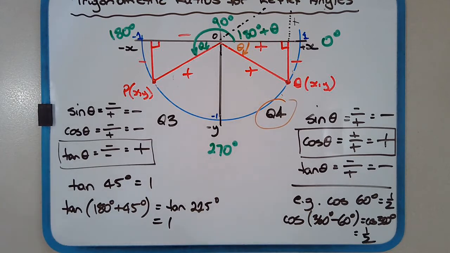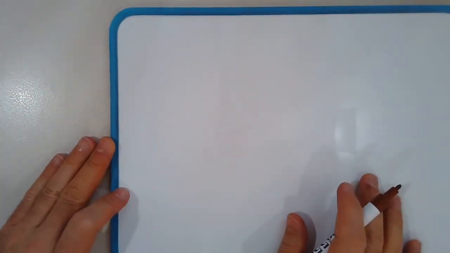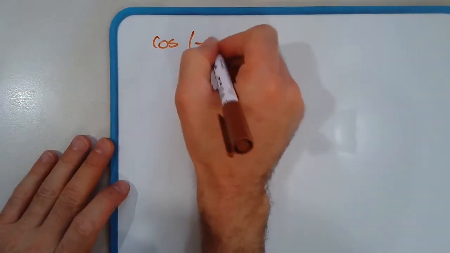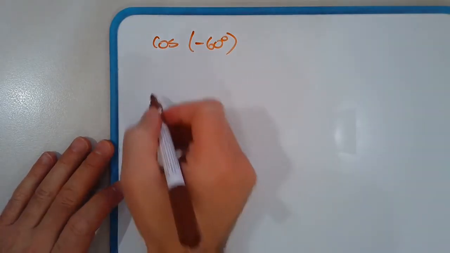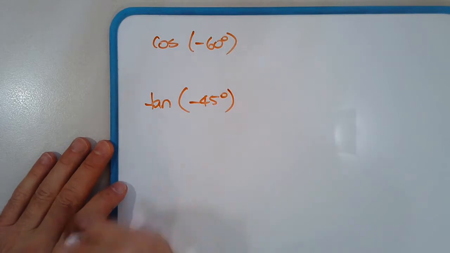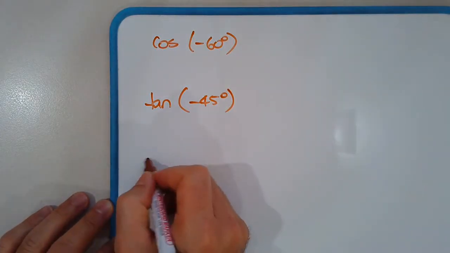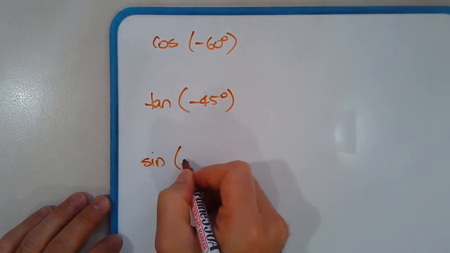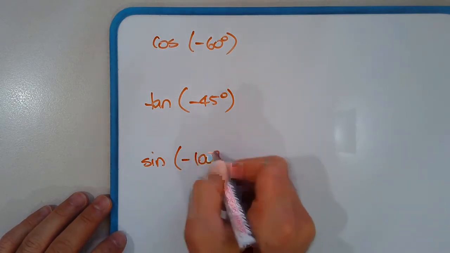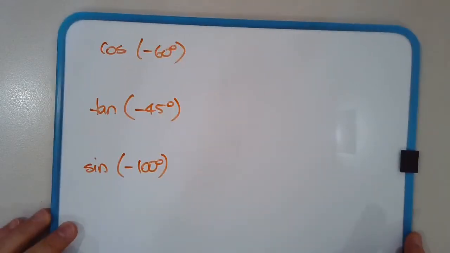So for example, what about cosine of negative 60? In fact, while we're at it, why don't we just have a quick look at that? I'm not going to elaborate too much on it, but I just thought, while it popped into mind, what about, say, cos of negative 60 degrees? Or, for example, tan of, say, negative 45 degrees? Or, for example, sine of, let's say, minus 100 degrees. Okay, what's going on here?